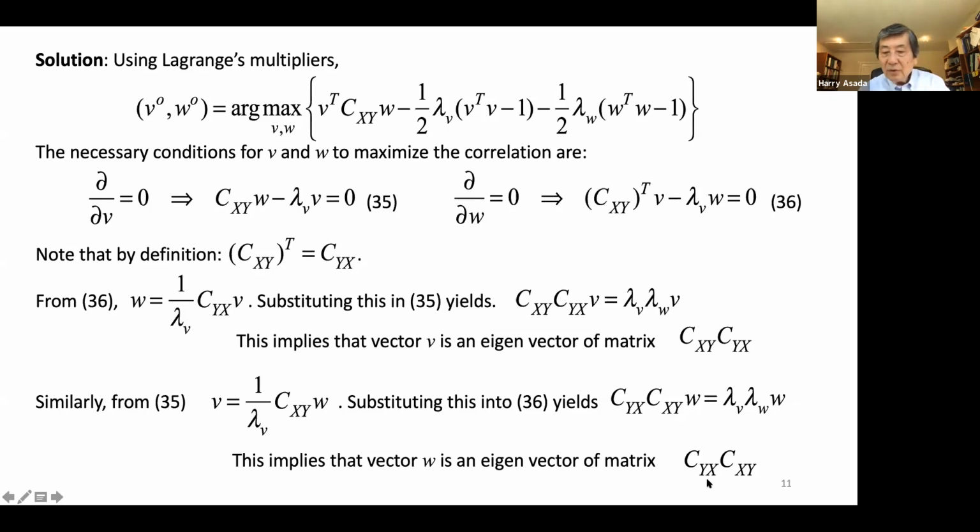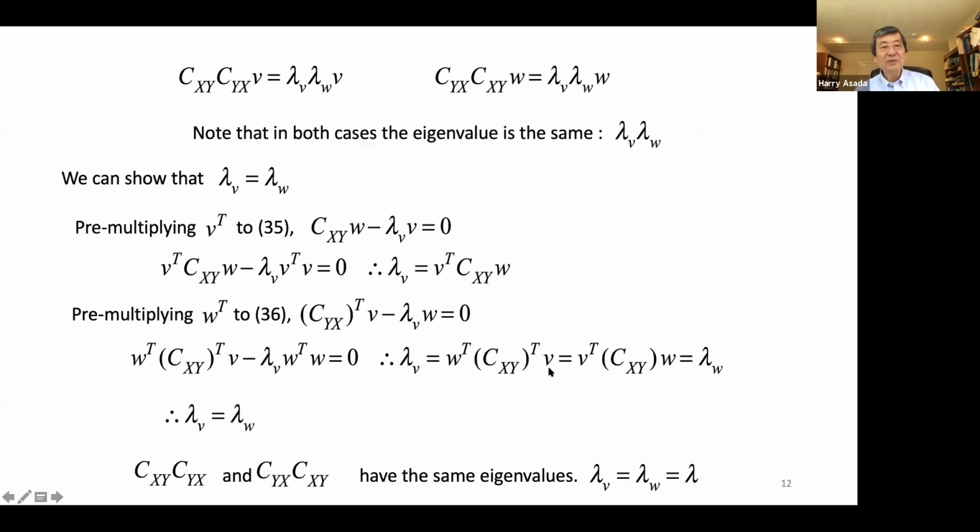Now we know what we are doing. V and W can be determined by computing these matrices' eigenvectors. But here there are more interesting properties. We get the two equations, and note that in both cases the eigenvalue is the same, lambda_V times lambda_W. It turns out lambda_V and lambda_W are the same, and we can prove it very quickly.